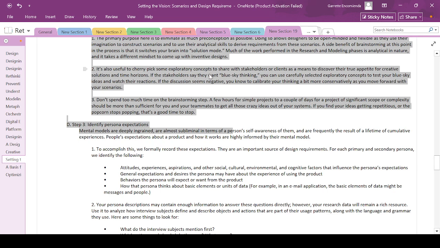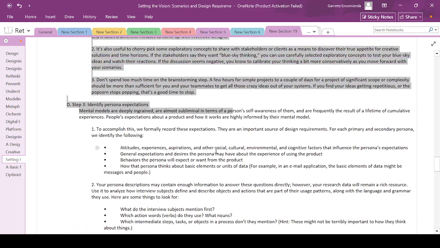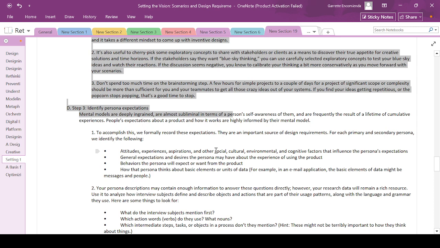If the stakeholders say they want blue sky thinking, you can use carefully selected exploratory concepts to test your blue sky ideas and watch their reactions. If discussions seem negative, you know to calibrate your thinking a bit more conservatively as you move forward with your scenarios. Since the discussion became negative, you know now what they want and what they do not want.